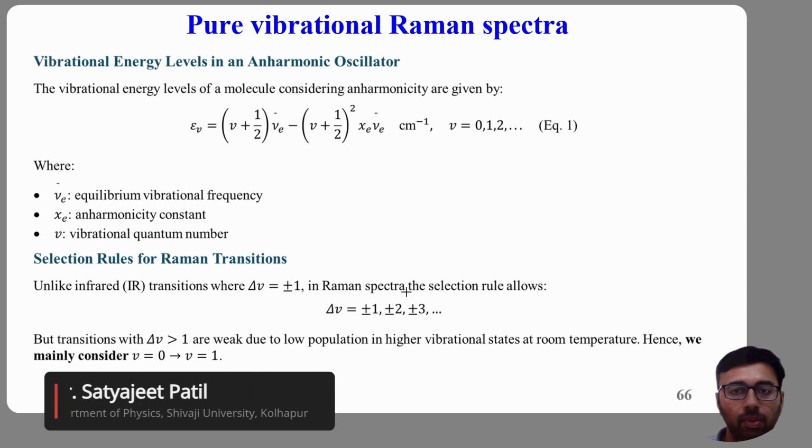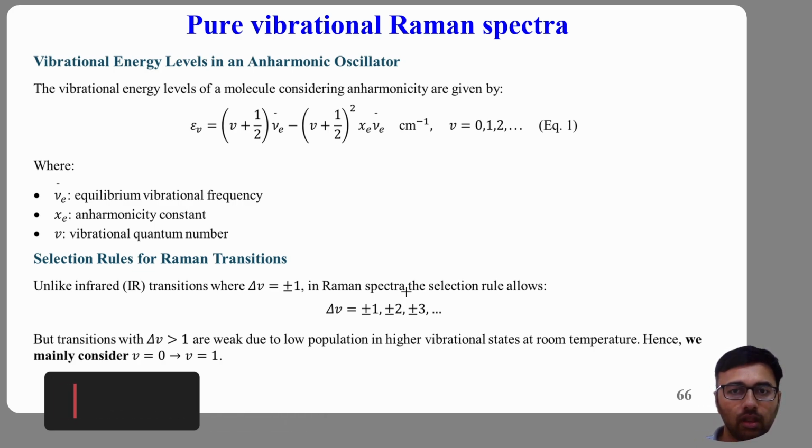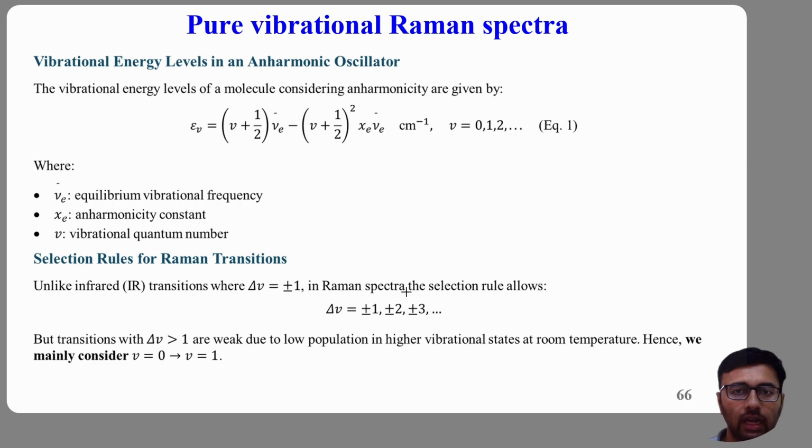Now, practically speaking, most molecules at room temperature occupy the vibrational ground state. Therefore, the dominant transition changes from nu equals 0 to nu equals 1. This is called the fundamental vibrational Raman transition. The Raman shift directly equals the vibrational frequency of the molecule. Therefore, the vibrational Raman spectrum provides bond strength information, functional group identification, and molecular structural analysis.